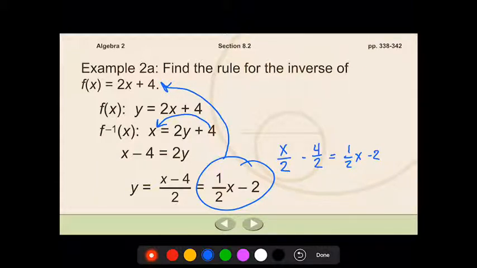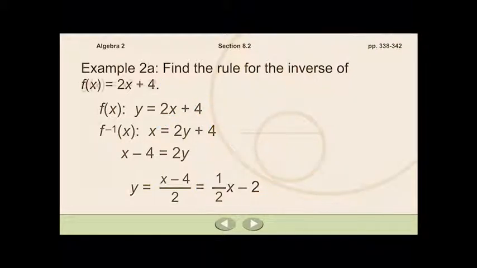So 1/2 x minus 2 and 2x plus 4 are inverses of each other. Now, what's interesting about this, just like on an inverse, if I give you a fraction 3 over 1, if I multiply that times its inverse, it will give me 1. Well, the same thing is true with these. If you multiply a function times its inverse, it should always give you 1. So that's the purpose of finding the inverse of a function.